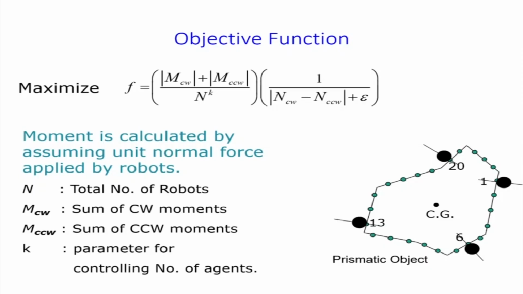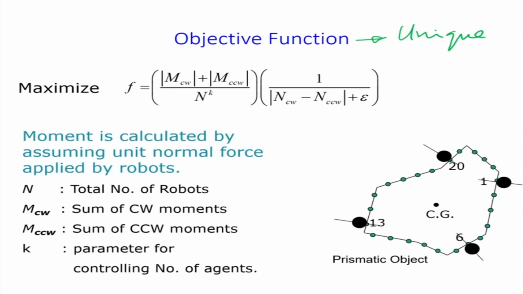Now please note that there is no unique objective function. There is nothing like a unique one. It depends on what objective function you are trying to use. You can change and play with the parameters. So in this case, what we are maximizing is the clockwise moment plus the anti-clockwise moments. We want to maximize that.